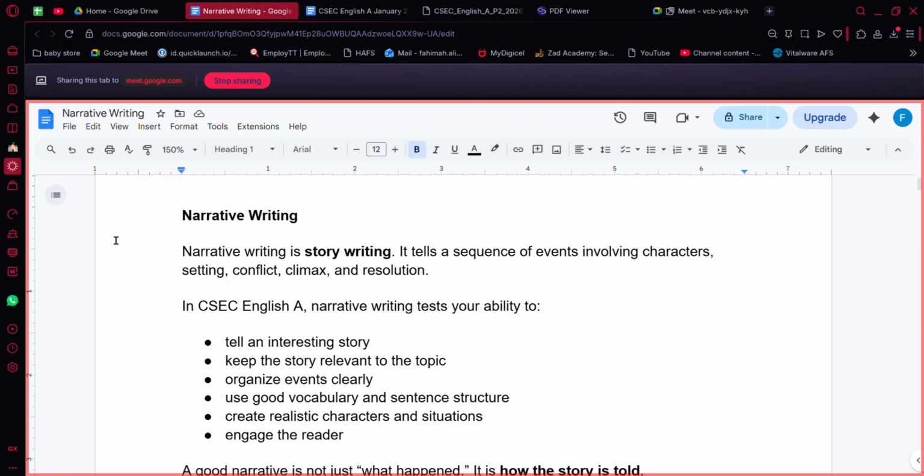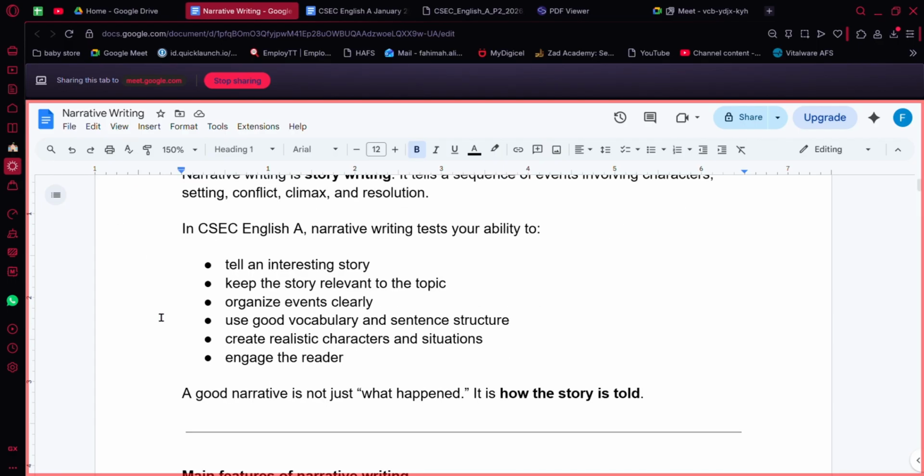In CSEC English, your narrative writing tests your ability to do several things. It tests your ability to tell an interesting story. The examiner does not want to read any kind of boring stories. They also want to ensure that you keep the story relevant to the topic.